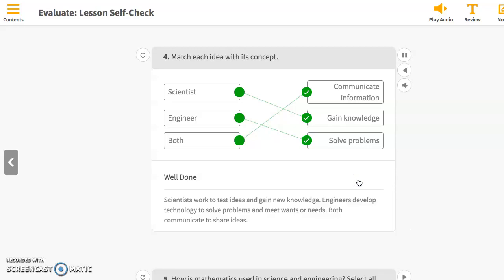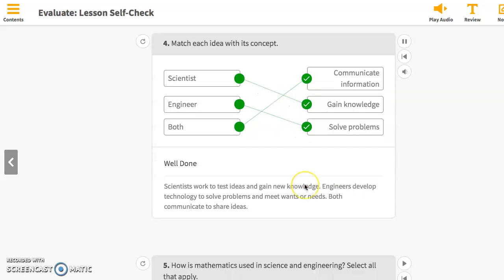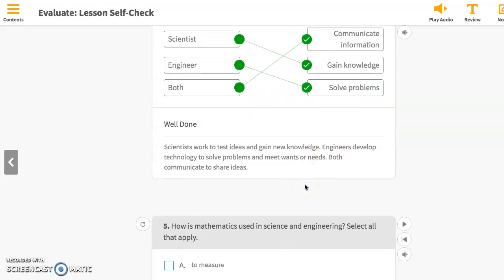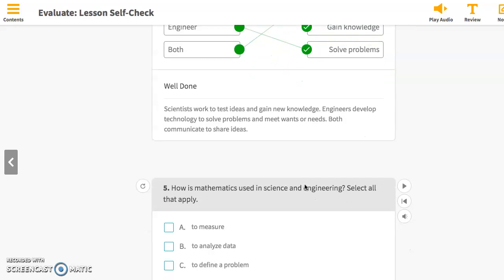Well done. Scientists work to test ideas and gain new knowledge. Engineers develop technology to solve problems and meet wants or needs. Both communicate to share ideas.